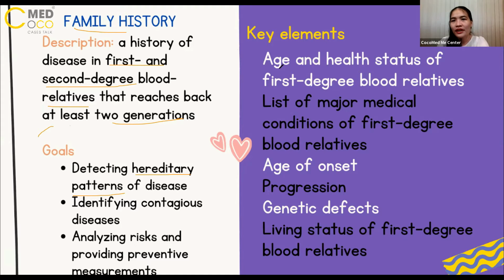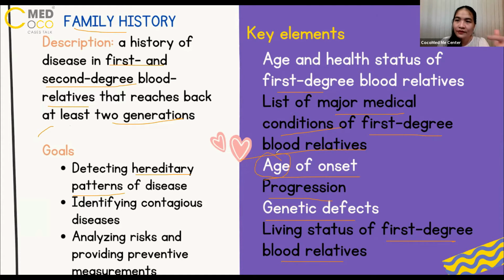So you need to go with the age and the health status of first degree blood relatives with major medical conditions, the onset, progression, genetic defect, or living status. First of all, you need blood relatives. The second thing, they are really near your generation, and you start with the age.